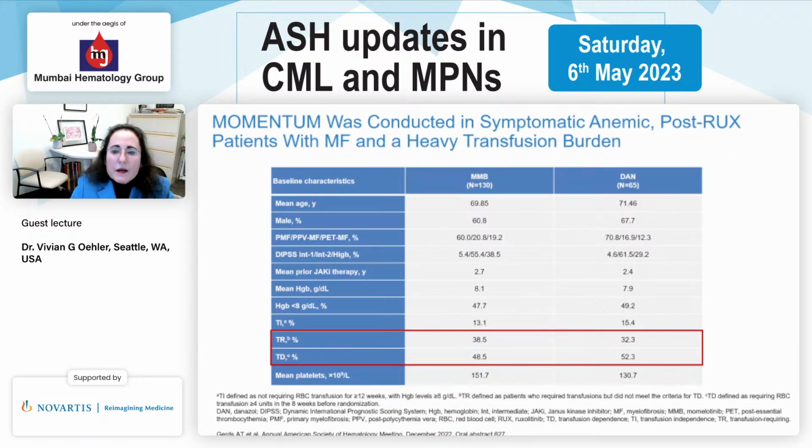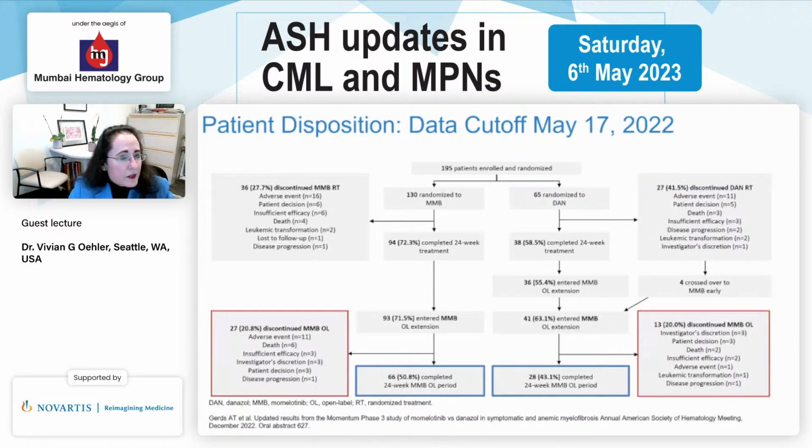So this was a heavily pretreated patient population, with 50% of the patients being transfusion dependent in this study. And this is an overview of the design of the study. So the crossover continuation was as follows.